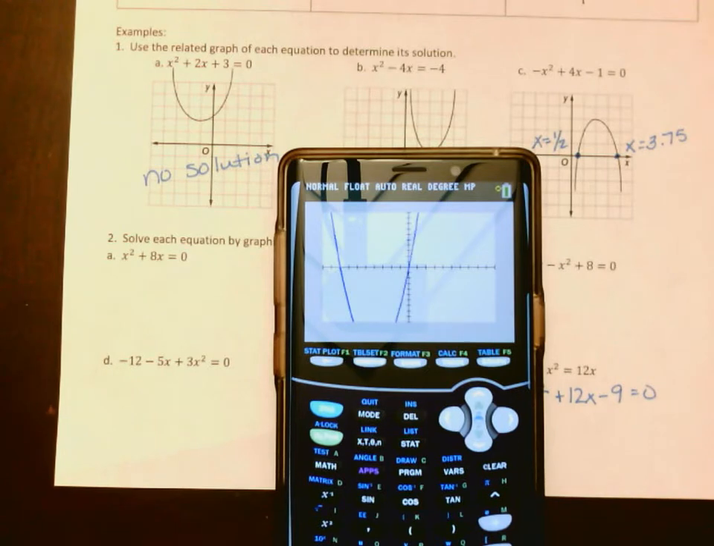X squared plus 8x, and I'm just going to hit graph. So I can see where it crosses and everything, but what I'm going to do is find the axis of symmetry to help me with my left bound, right bound. I don't trace for my left bound, right bound, I just put points in.